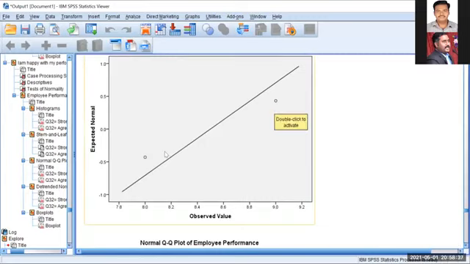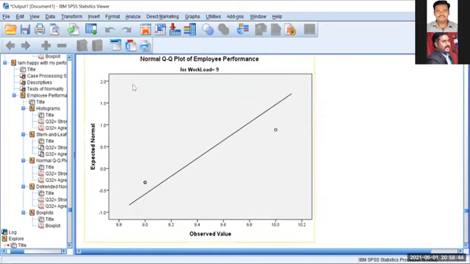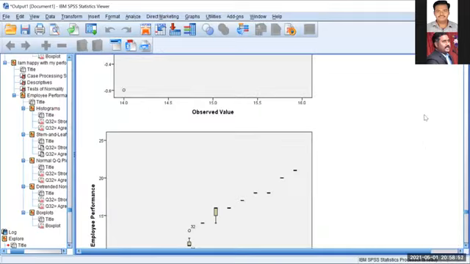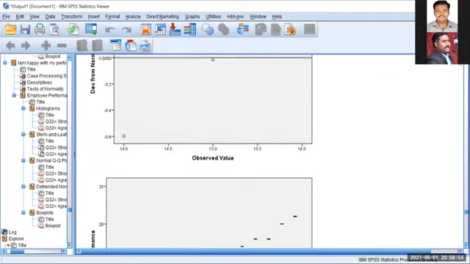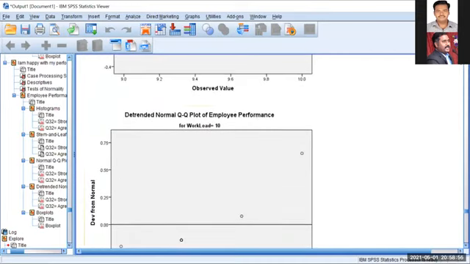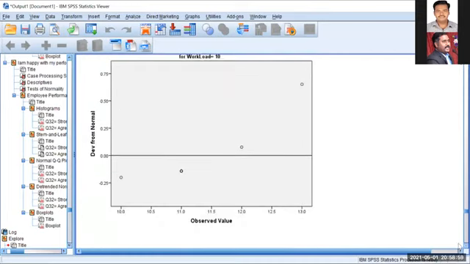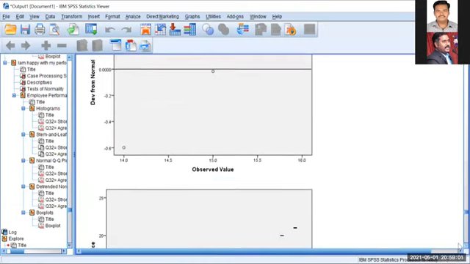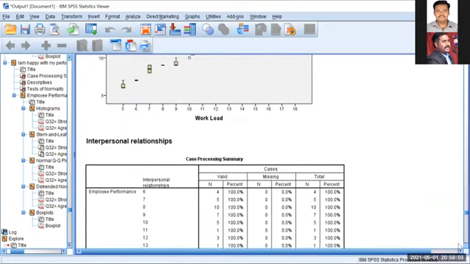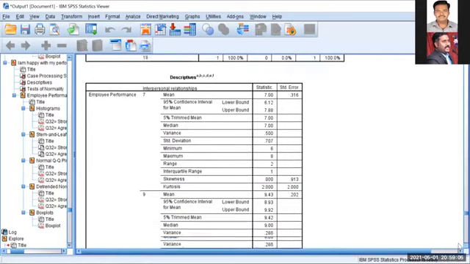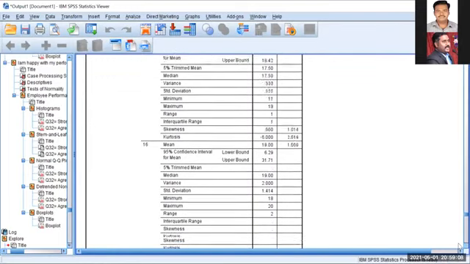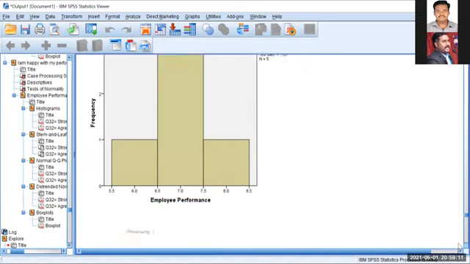Suppose you're doing 5 factors, if the data lies along this line, that means all are equally distributed. It doesn't have any deviation. See, one is not here, one is not there. All of this is coming under this. This is the normality plot for each factor. This is for employee performance. This is for workload. Like that, it goes on for all the factors, because I selected all the factors.